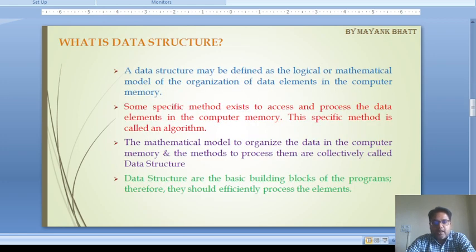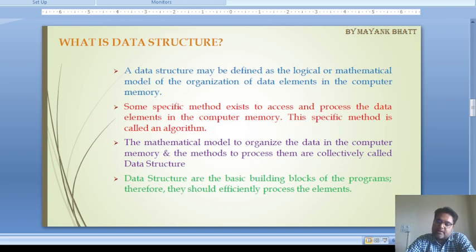So there is some more description about what a data structure is. A data structure may be defined as the logical or mathematical model of the organization of data elements in the computer memory. Some specific method exists to access and process the data elements in the computer memory. This specific method is called an algorithm. The mathematical model to organize the data in the computer memory and the methods to process them are collectively called a data structure.